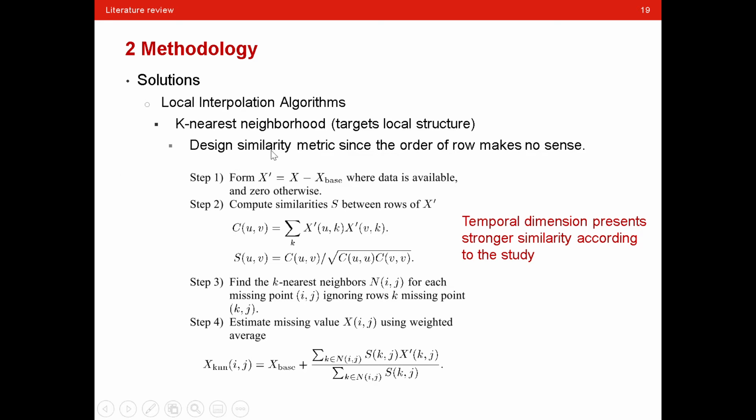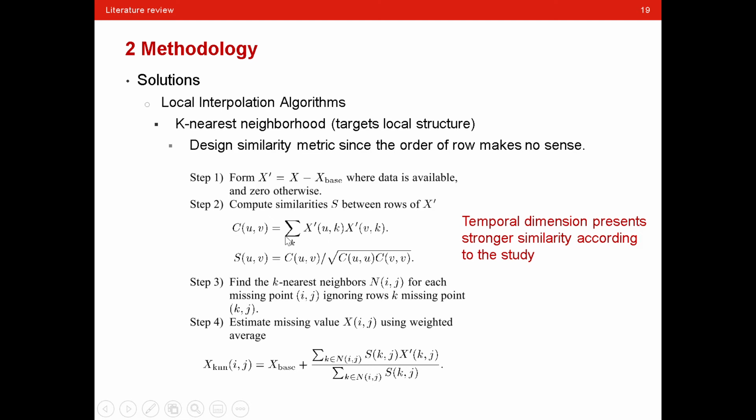So how do they design a similarity matrix for the KNN method? As you can see, the rows of the matrix are just origin and destination locations, so the order of rows makes no sense. So they only focus on the temporal dimension. That means how much the OD flow of one row is similar to the other along the temporal dimension. And they just use some very basic methods from the KNN method.